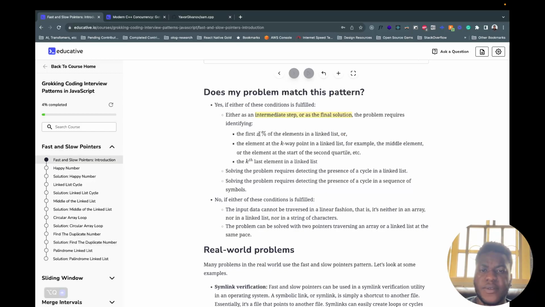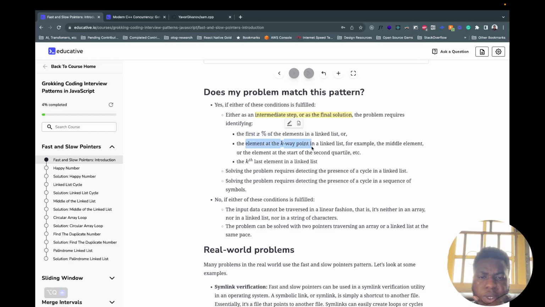Okay, so if you wanted to find the first, like, 25% of elements in a linked list, you would increase the fast pointer by 4. You would hop like 4 times, so that when it reaches the end, the slow pointer will be at the 25% mark. I can imagine that example.